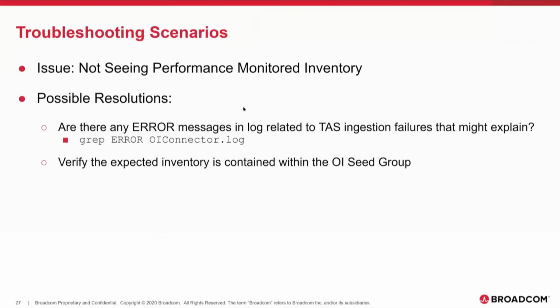Okay. If you're not seeing performance monitored inventory, we want to, again, check the log for errors. In this case, you'll be looking for errors related to TAS ingestion. TAS is the topology store within OI, and so you'll find error messages related to TAS ingestion, which would explain why you wouldn't see inventory. You can verify that the expected inventory is contained within that OI seed group. Perhaps it's being filtered out based on the rule that's in that seed group.